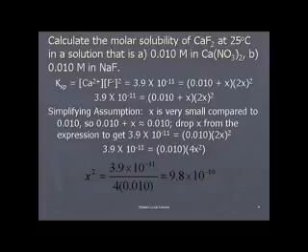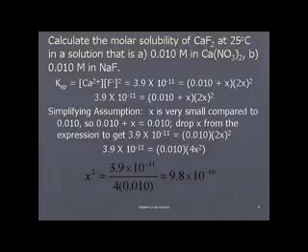But we want to make a simplifying assumption. X is very small compared to 0.010, and so the 0.010 plus x really is more or less equal to 0.010. So we're going to drop x from the expression to get 3.9 times 10 to the negative 11th equal to 0.010 times 2x squared. This makes this much easier to solve. So we have 3.9 times 10 to the negative 11th equal to 0.010 times 4x squared.